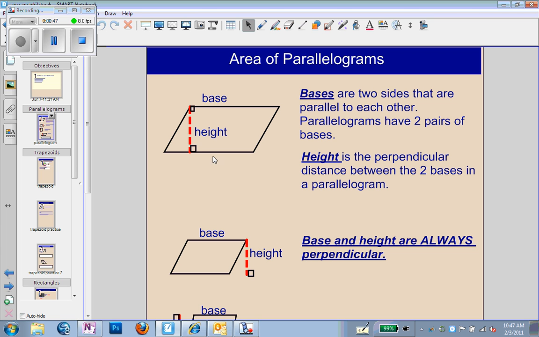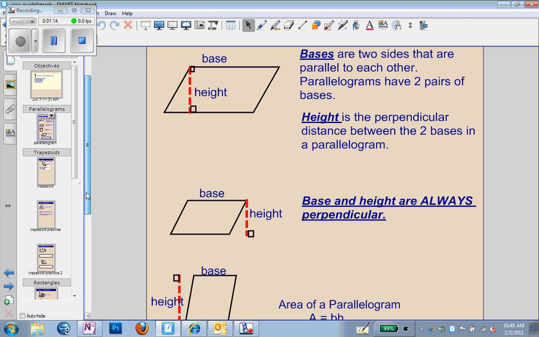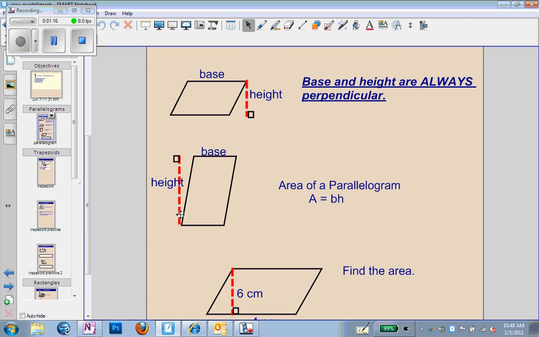It's the perpendicular distance between two bases. So it's the line that is perpendicular to two of your bases, or one pair of bases. So we see an example of a height here in red, and it's perpendicular to the top and the bottom bases. Here we see a height in red that's outside of our parallelogram, but it's perpendicular to our top and bottom base as well. Here in our third picture, we see another height that's perpendicular to the top and bottom base.